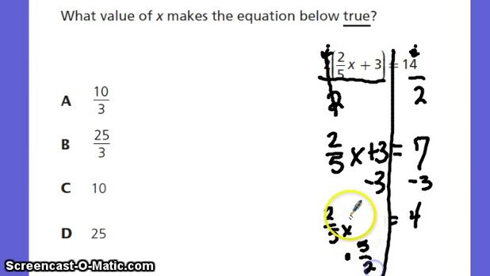You could divide by 2/5. You could also multiply by the inverse. And 4 times 5/2. That's going to be 2 there, 1 there, and I see 10.